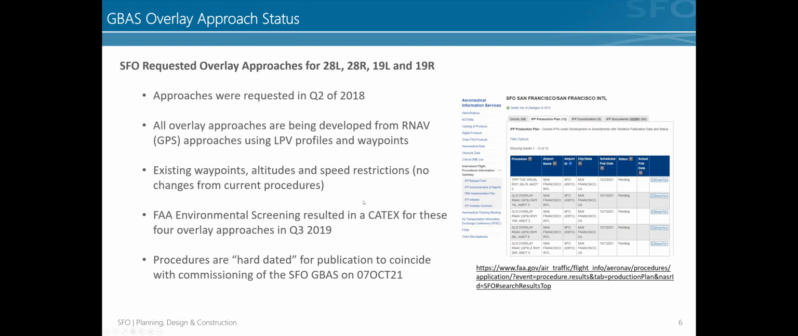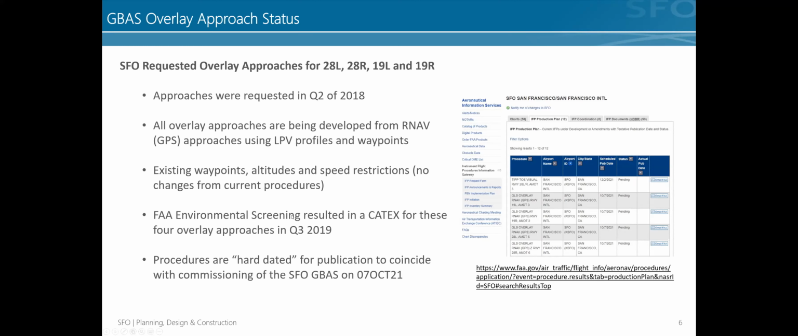I'm backing up one page just to speak to two more critical aspects about the overlay GLS procedures. The first is that these procedures are what's called hard dated for publication on the 7th of October, 2021. A lot of what's happening with the GBAS project behind the scenes is ensuring that we have all of the groundwork completed. We have the station established and the flight inspection completed, so that when the GBAS comes online, the approach procedures are ready to go, and the flight inspection for the procedures and the GBAS all happens at exactly the same time. If the GBAS runs a little bit behind schedule, the actual installation of the GBAS, you can expect to see that the flight procedures would still be published on the 7th of October, but they will be not available, which means that no aircraft would be capable of flying them until such time that the nav aid actually gets online and becomes commissioned.